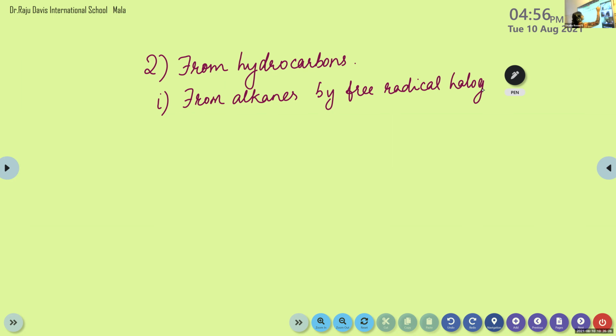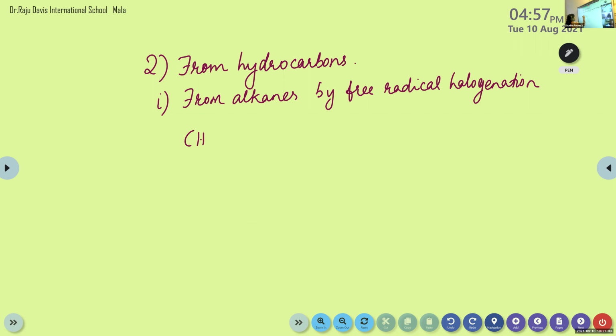What do you mean by halogenation? Can you tell me? Addition of halogen, right? So here, from alkanes by free radical halogenation. When you hear the term free radical, you should remember the presence of light. Free radical halogenation means it is in the presence of light itself.